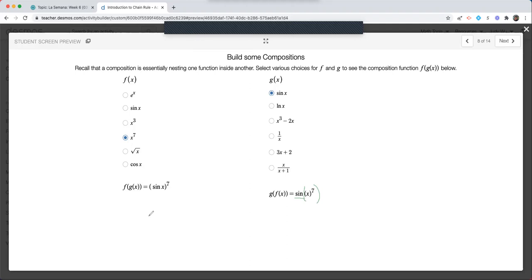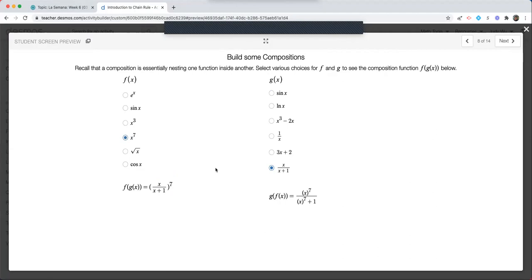Okay, yes, this one says that I have to sign the x first, and then we're going to raise that whole thing to the 7th power, okay? Cool. Let's clear that. And let's see what happens if we chose the last one instead.